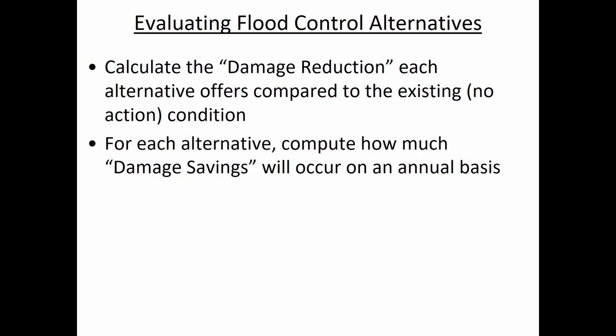And then we'll calculate the annualized damage savings. And that's what makes this a little bit tricky, is there's some probability involved in trying to take an event that's only going to happen once every 10 years, and you're trying to spread the cost of that event over every year.